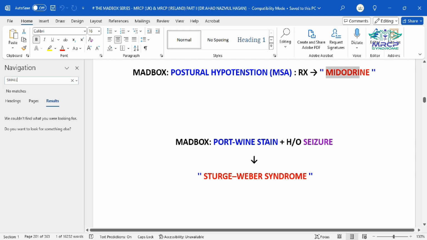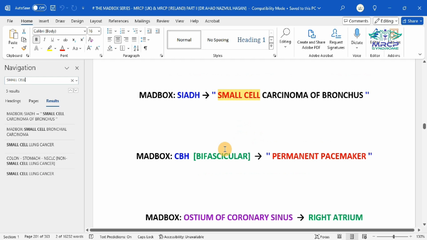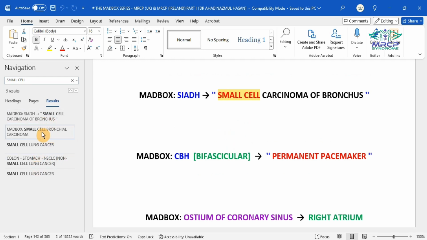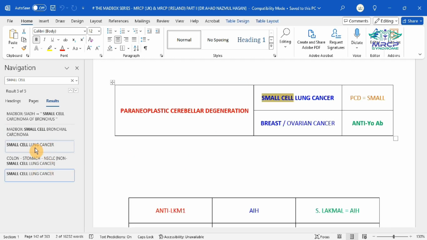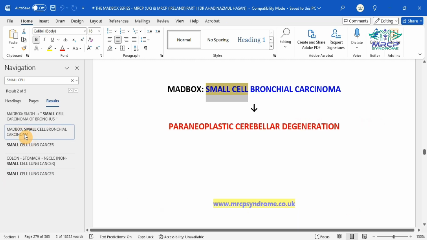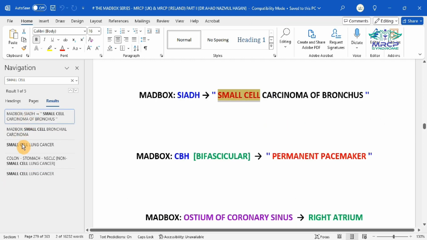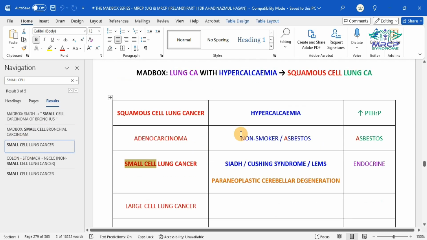And in case of squamous cell carcinoma, what should be the association? Hypercalcemia. Yes, there would be hypercalcemia due to increased release of parathyroid hormone-related peptide. In case of adenocarcinoma, A for adenocarcinoma, A for abstinent smoking, A for asbestos exposure. Squamous cell carcinoma with hypercalcemia.